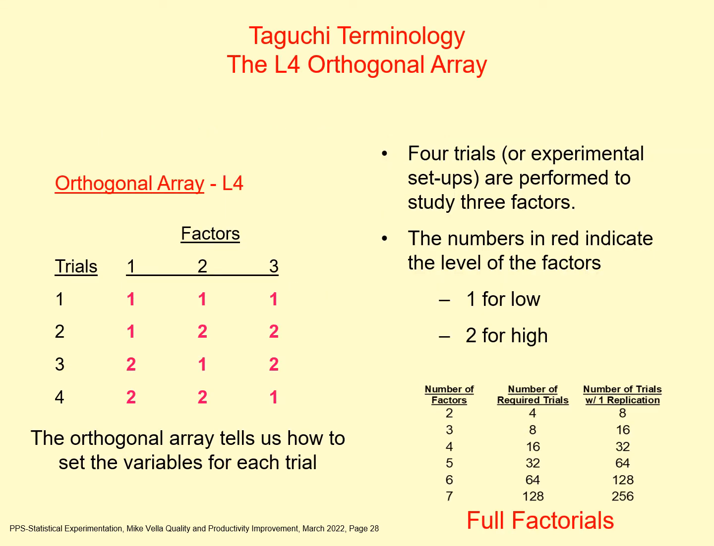In an L4 orthogonal array, 4 trials or experimental setups are performed to study 3 factors. You can see on the little table to the left, 1 indicates for the low level and 2 indicates for the high level. So we have in the L4, 3 factors using 4 trials. And compare that to the full factorial, 3 factors would require 8 trials. So the L4 immediately cuts out 50% of the number of required trials. Much more efficient.